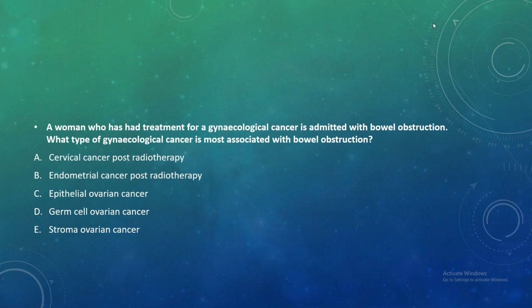Next, a woman who had treatment for a gynecological cancer is admitted with bowel obstruction. What type of gynecological cancer is mostly associated with bowel obstruction? This is also a very easy question. Yes. So it is epithelial ovarian cancer.